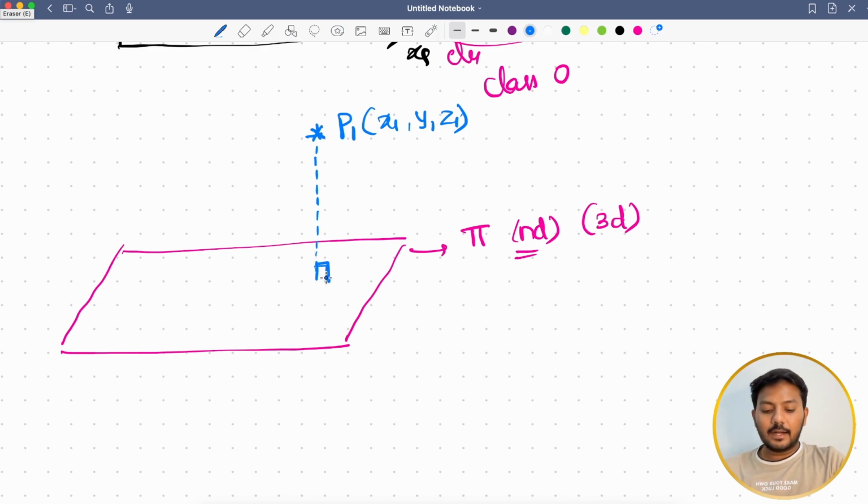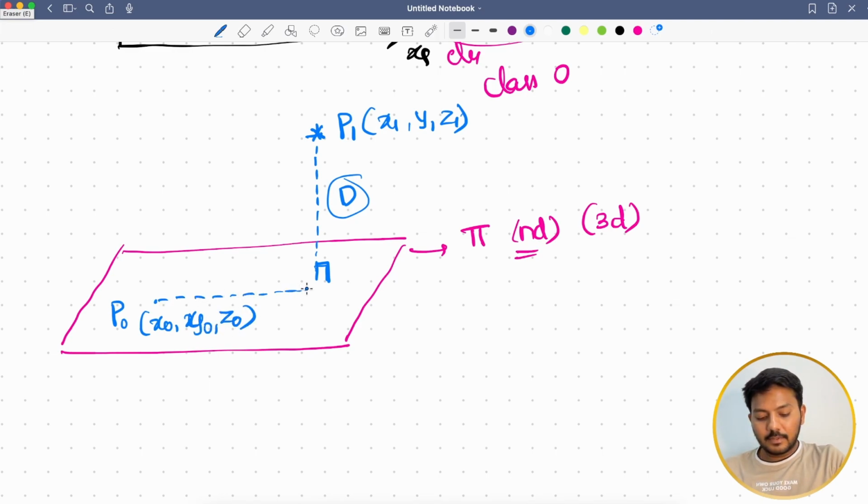So this is a right angle triangle, and I will call it capital D. I want to find this distance, right? So what I would do is take a point on my plane. Let's assume P0, and we call it X0, Y0, and Z0. And I will connect this. So this is the point that I have taken onto my plane.